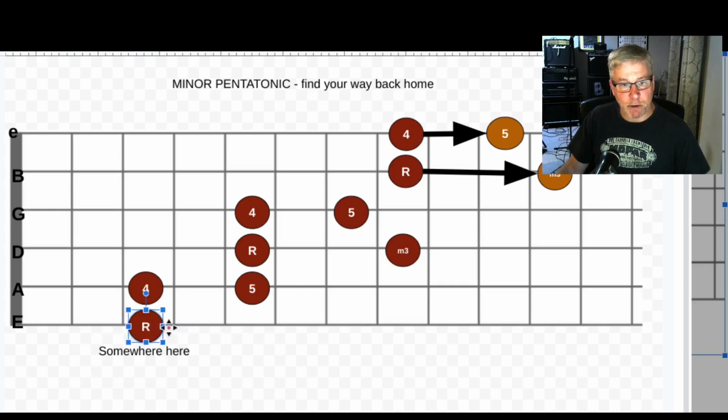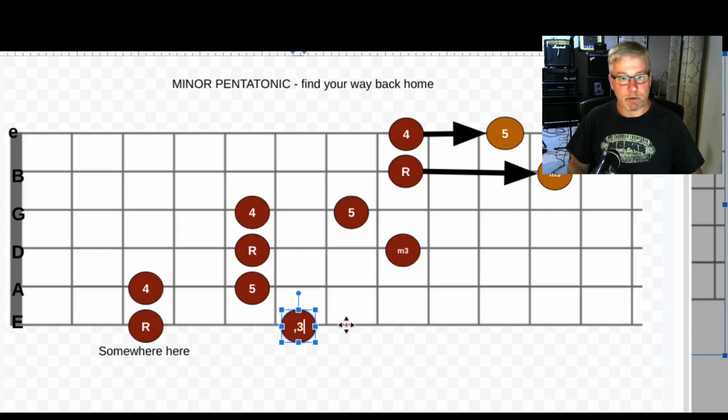Because once you find your way back, now you're going to remember, because that pattern is really familiar, that there's a note over here, which is your minor third.